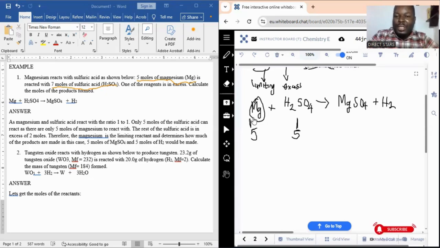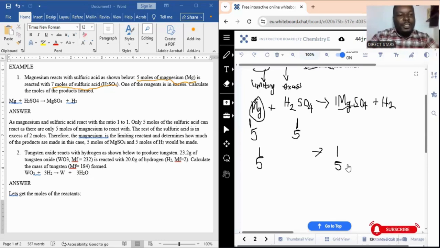So we will use this now to determine the amount of product formed. That is by simply checking the ratio of magnesium to the product, which is magnesium sulfate. Magnesium sulfate is also 1. So for each 1 mole of magnesium, we get 1 mole of magnesium sulfate, which implies that if we have 5 moles of magnesium, we will produce 5 moles of magnesium sulfate. And that is our answer for that question.